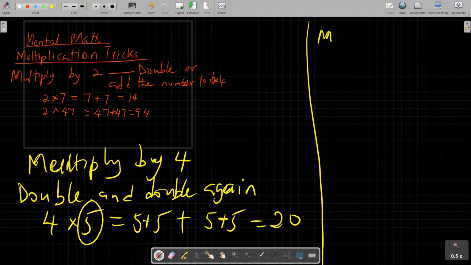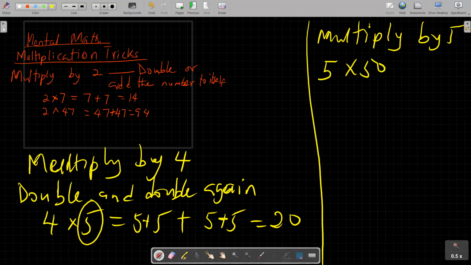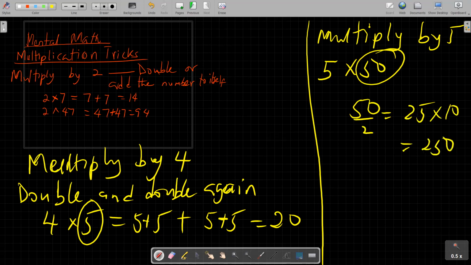If you want to multiply, this one is very tricky but very simple. Multiply by 5. Anytime you want to multiply numbers by 5, you say 5 times 50. What do you do? First, cut into half. Cut this 50 into half. That will be 50 divided by 2. Half of 50 is 25. And then multiply by 10. This will give you 250. So if you say 5 times 50, for instance, you know 5 times 5 is 25, so you get 250.